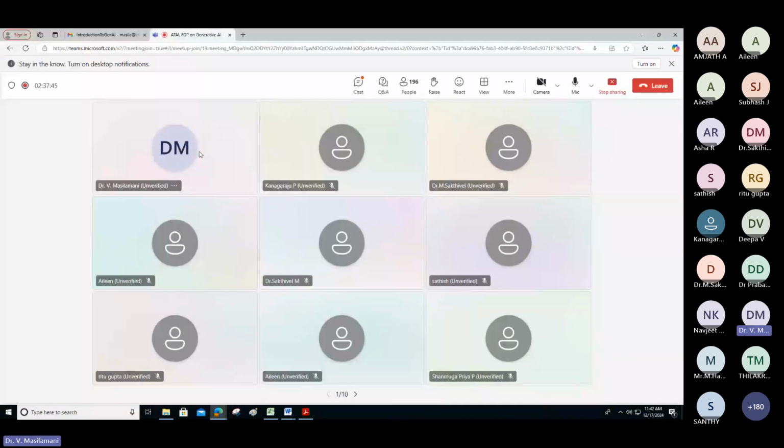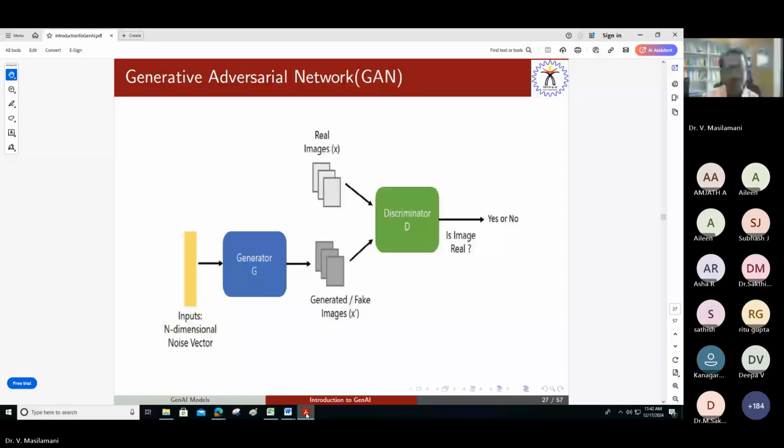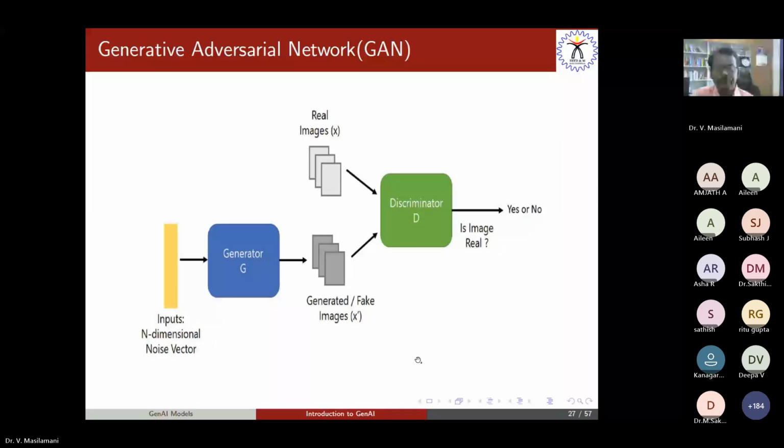Okay, I switch on my camera. Shall we go on to the next model? Some of you please say yes. I want to check my connectivity. Yes, sir. Yes, sir. Right.